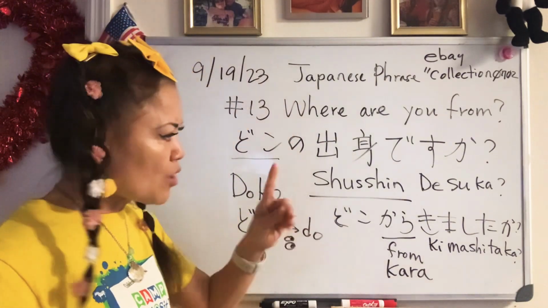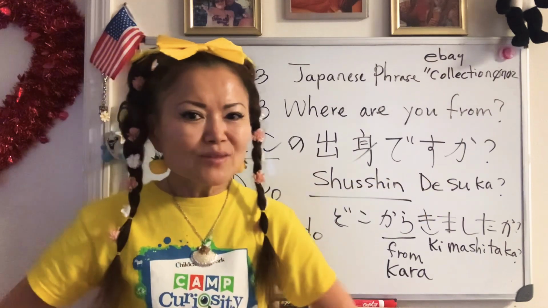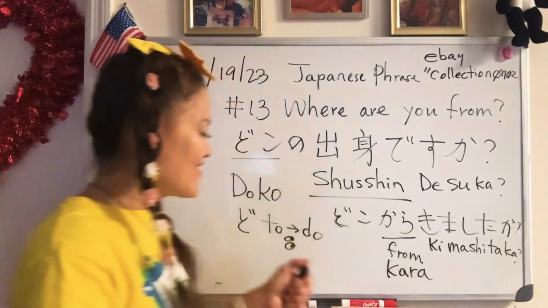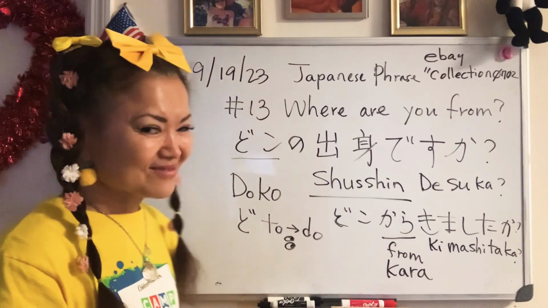Alright, let's practice one more time. どこの出身ですか？どこの出身ですか？どこから来ましたか？どこから来ましたか？All right, good job, guys. All right, let's practice. どこから来ましたか？ Yeah, okay, guys. I want you to practice.